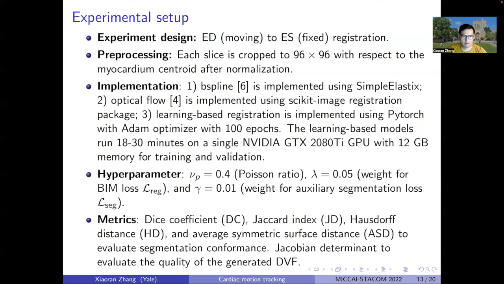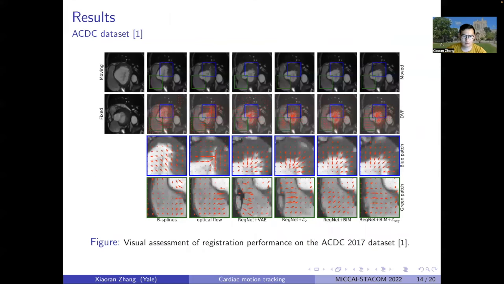To evaluate our proposed methods, we compute dice coefficient, Jaccard index, Hausdorff distance, and average symmetric surface distance to evaluate segmentation conformance. We also compute the Jacobian determinant to evaluate the quality of the generated DVF. Due to the time limit, we only show our results on the ACDC dataset in this presentation.